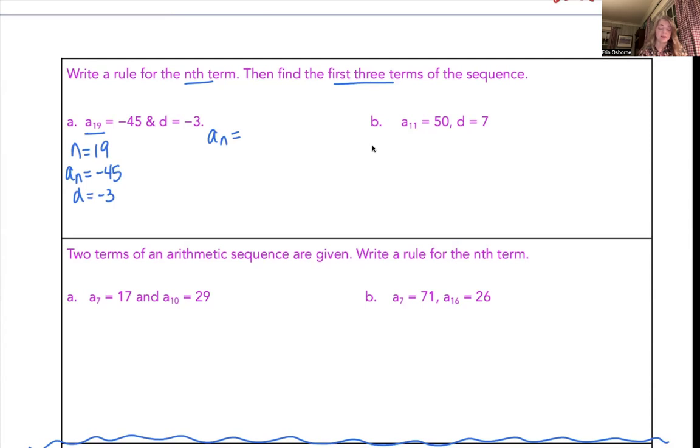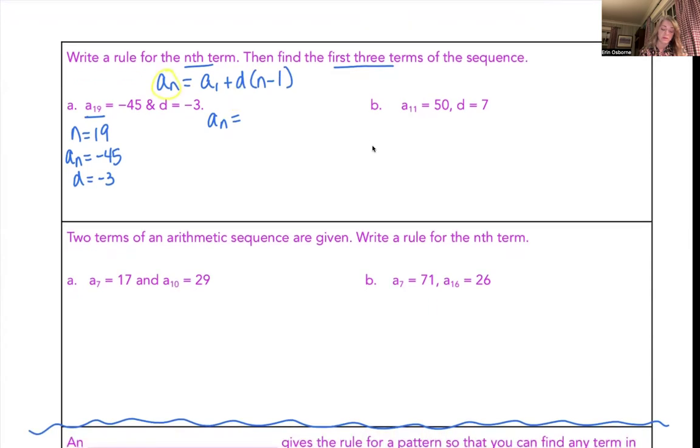I have enough of these now to fill in this version of the rule. So I'm going to write plus d times n minus 1. I'm going to plug a number in here for d and in for n. Then I'll be able to solve for a sub 1.